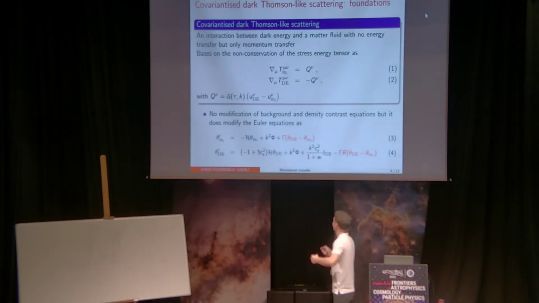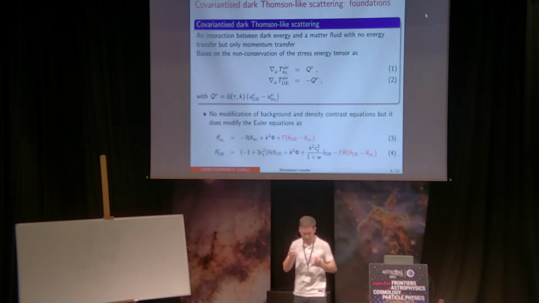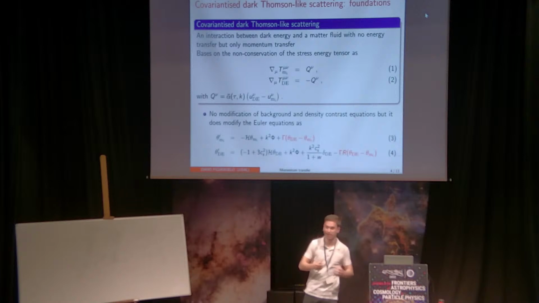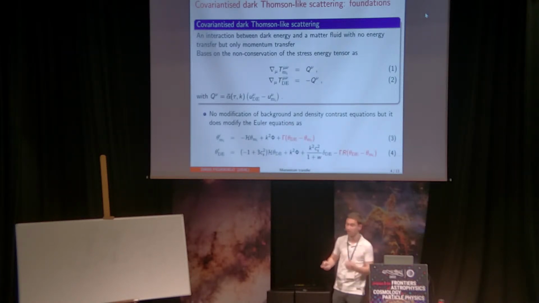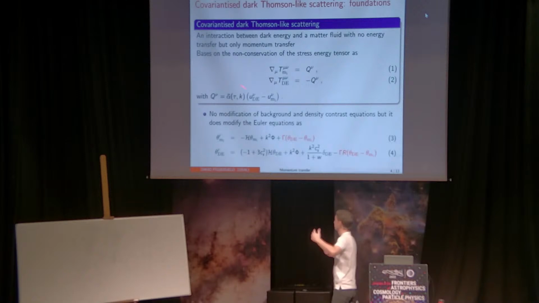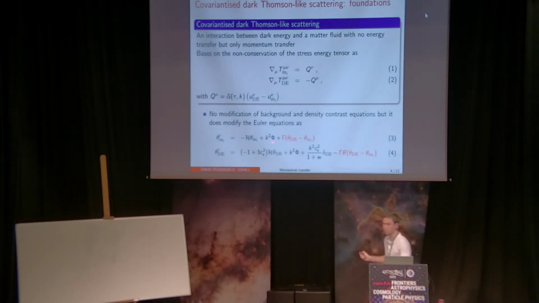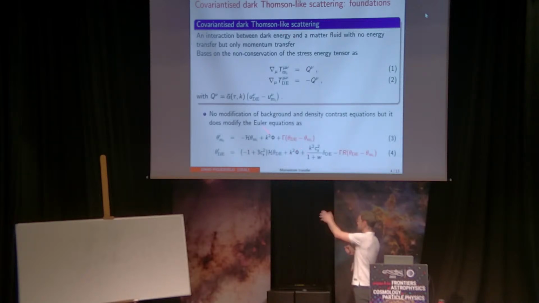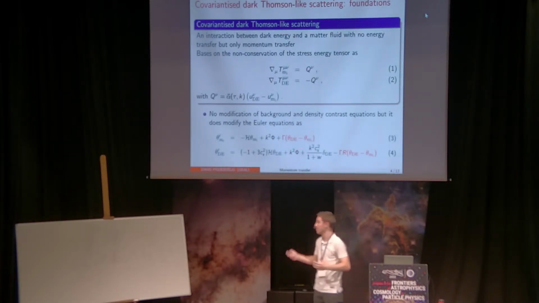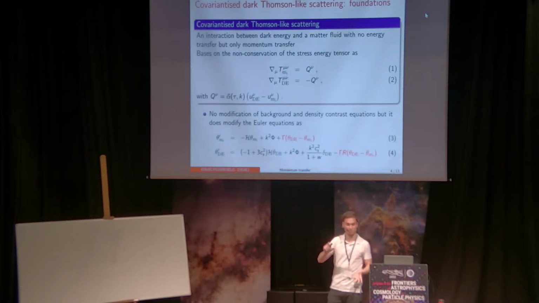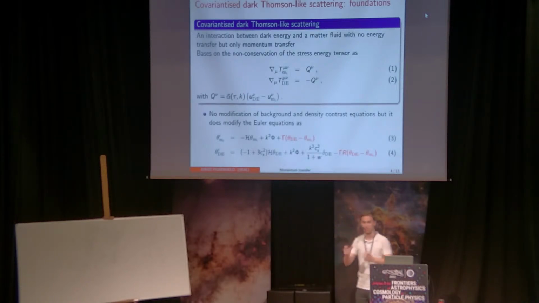And the beauty of this kind of model is that it does not modify anything other than the Euler equation. So you have the same background as in the standard model, you have the same continuity equation, but you have a new term that is very, very close to Thomson scattering. That's where the name came from. It's the same term, with a different time evolution, that you have in the baryon equation or in the photon equation for Thomson scattering.